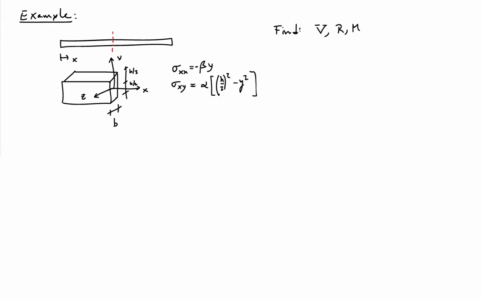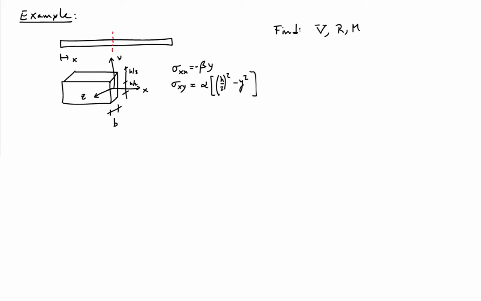Also given is that the bending stresses, sigma xx, are linear on the cross-section with respect to y, so minus beta times y, where beta is a parameter given, and that the shear stresses are parabolic on the cross-section. So sigma xy is equal to alpha times (h over 2 squared minus y squared). Alpha is also a given parameter. And so this is a shear stress distribution that's 0 on the top and the bottom of the beam, and it takes its maximum value at the center line of the beam.